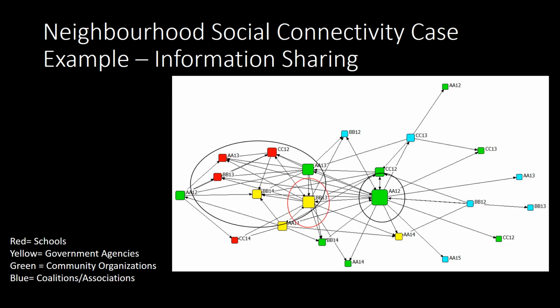The group also identified a couple of weaknesses. One potential vulnerability is that one central actor, BB13, would be relocating out of the area in the near future, which could mean that its role in the work or in connecting with so many of the other organizations may not be easy to sustain.